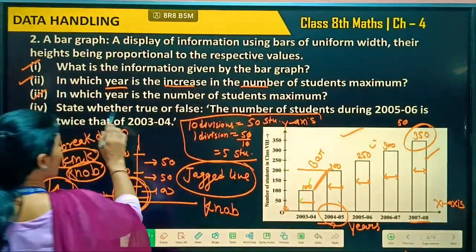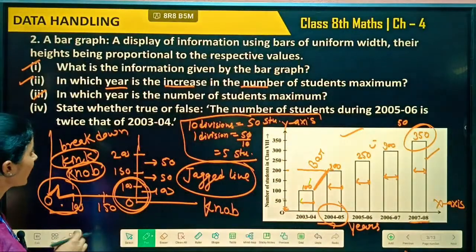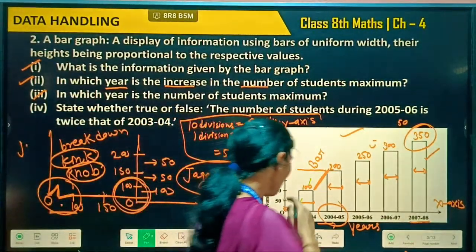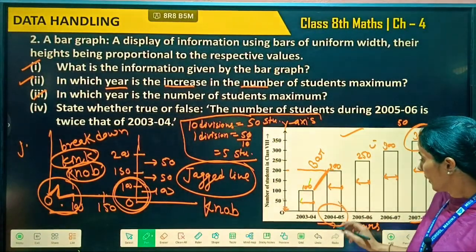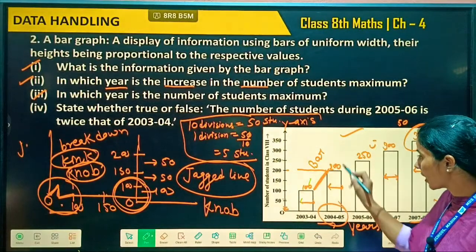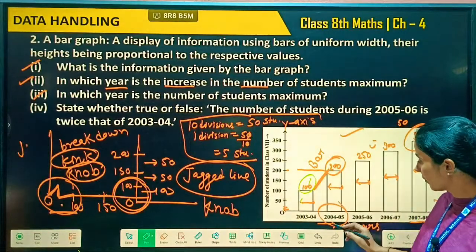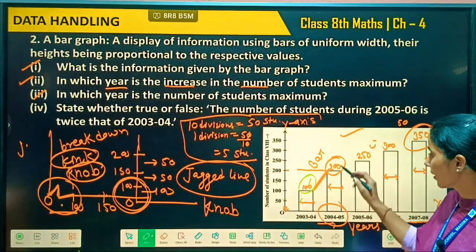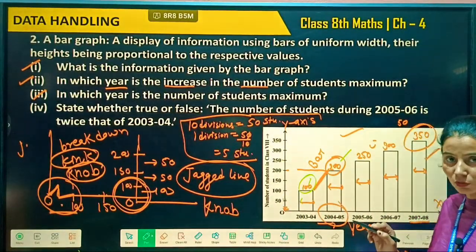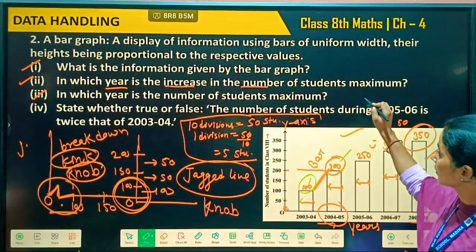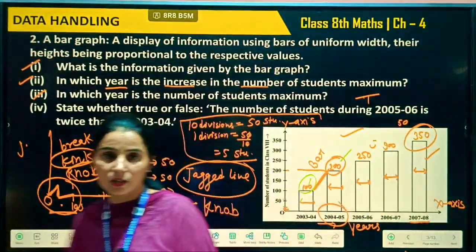Next question, state whether true or false: the number of students during 2004 and 5 is twice that of 2003 and 4. We need to tell whether this statement is true or false. Clearly, number of students in 2004 and 5 are 200 and number of students in 2003 and 4 are 100. So this statement is a true statement. Hope the introduction of bar graph you have understood properly.